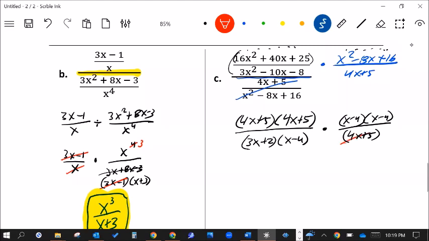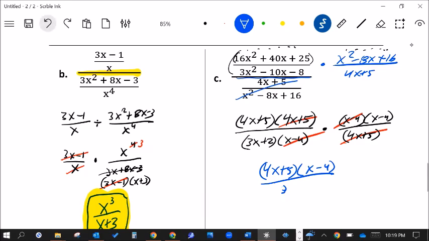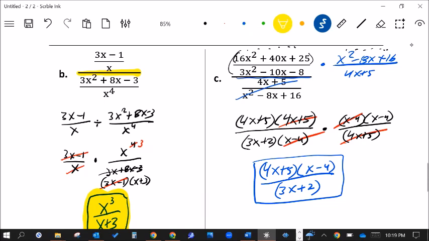Now that we factored it, now we can cancel out some of the things that are the same. Okay, and what I'm left with, from the top, I have a 4x plus 5 and an x minus 4, and on the bottom, the 3x plus 2. And there's nothing more I can do with that. That's as far as those can be factored or done anything with. So that is our correct answer.